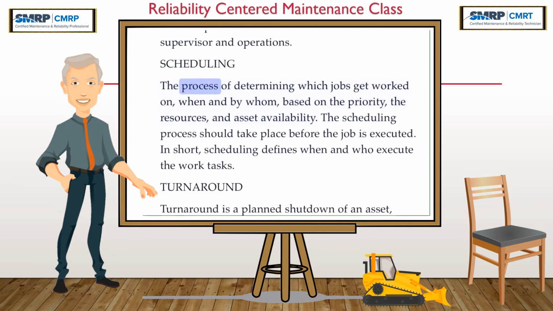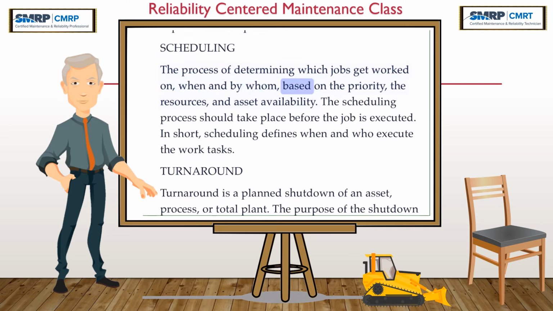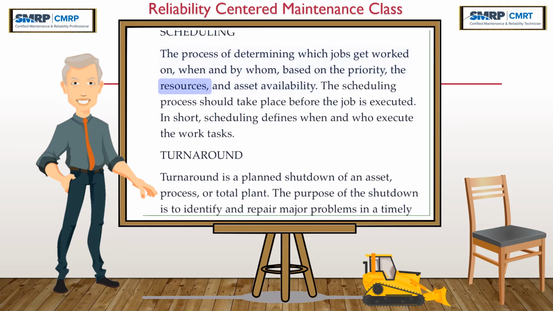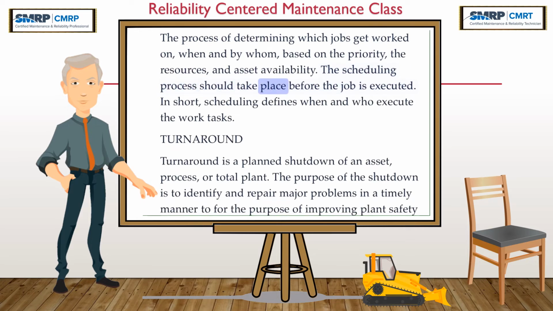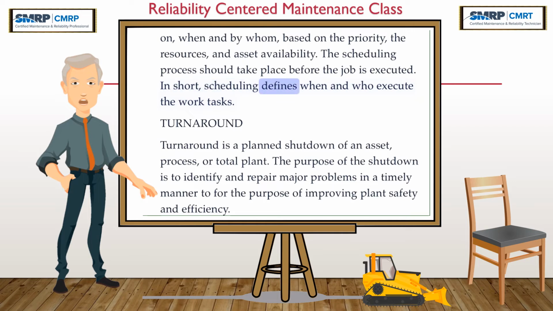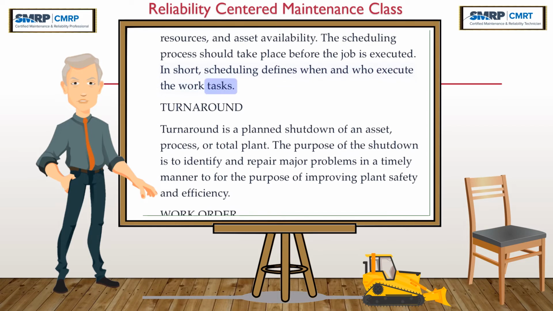Scheduling. The process of determining which jobs get worked on, when and by whom, based on the priority, the resources, and asset availability. The scheduling process should take place before the job is executed. In short, scheduling defines when and who executes the work tasks.